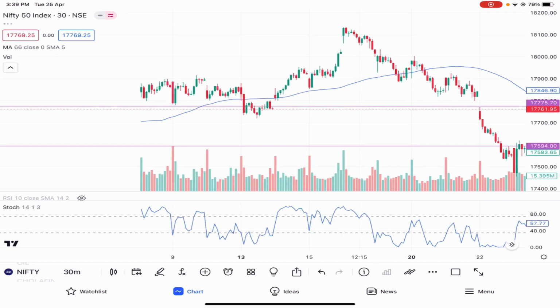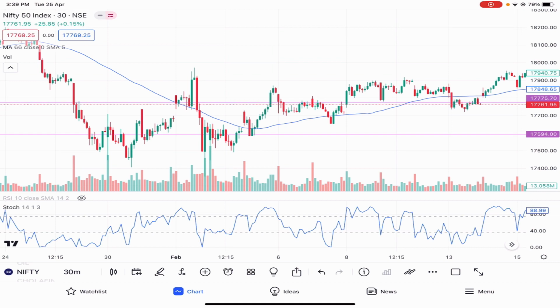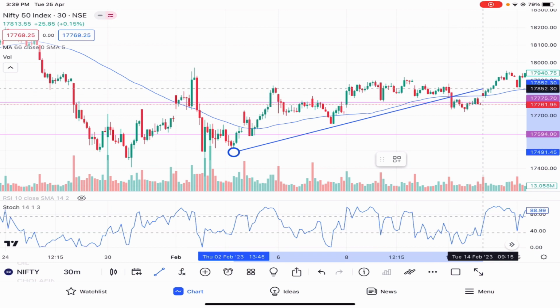Let's go further now and let's see more examples over here. So the support points or the resistance points can also occur diagonally. What do I mean by diagonally? Look at this point and this point. Okay, now let's look at this point.